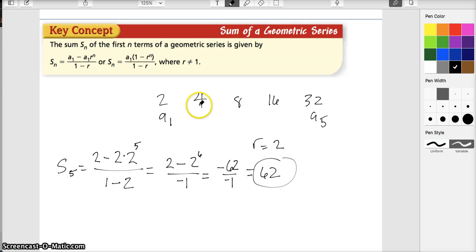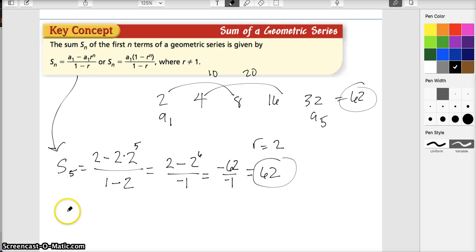Let's see if that's true. So when I add 2 and 8, I get 10. And when I add 4 and 16, I get 20. And 10 plus 20 is 30. And 30 plus 32 is 62. How cool is that?